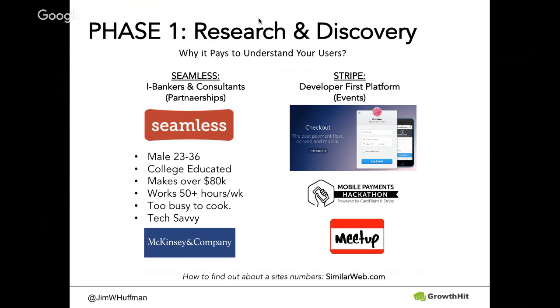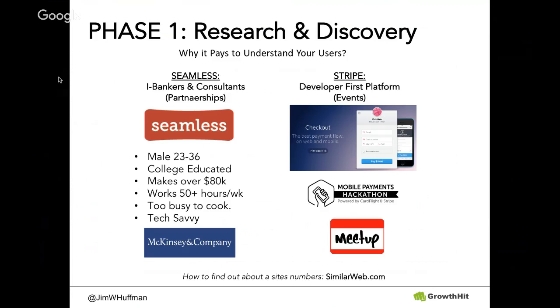And the reason why it's so important to understand your customer is I try to show in these two examples. So first is Seamless. This is similar to Grubhub or Uber Eats, where you can basically order anything you want from any restaurant delivered to your door, and it launched in New York. And what's interesting, when they launched, they had no idea who their customer would be.